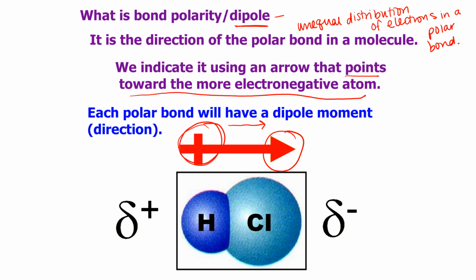And what it ends up creating is an overall partial, so that's what this lowercase delta means, partial negative and partial positive charges within the bond. And that is how our dipoles get created.